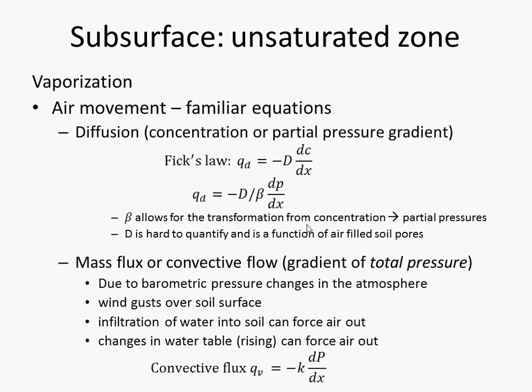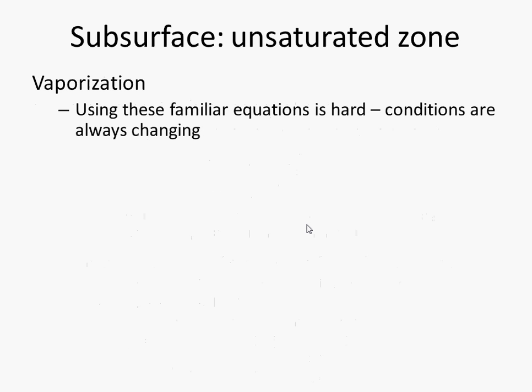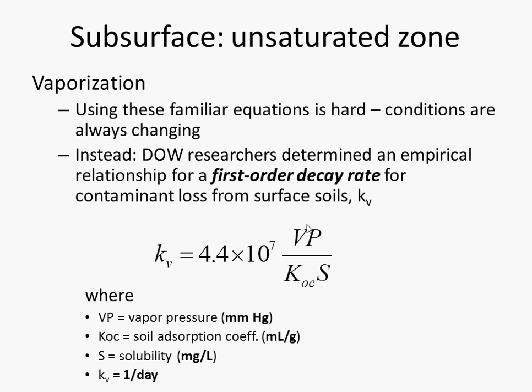And I'm not describing these in detail, essentially, because I'm going to tell you that using these familiar equations is really hard. These conditions are always changing, right? The weather is changing, water tables fluctuate, it rains, and soil moisture changes. So these are things that we need computers to do. So in this class, we're just going to think about this relationship.